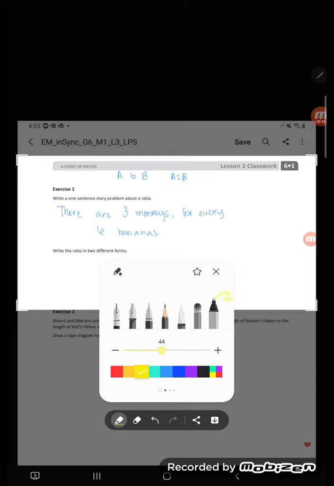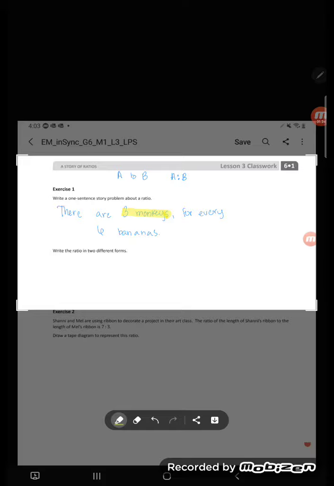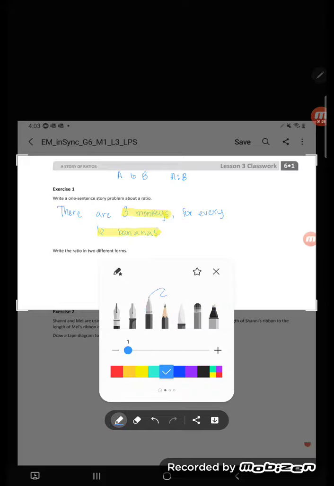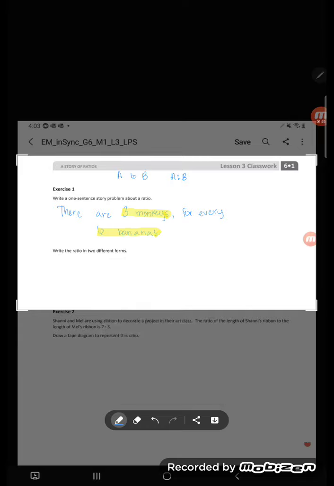So in this sentence, I'm going to highlight what I notice. First, we have our A, 3 monkeys for every B, 6 bananas. We write it in the order we see it. So if I'm going to write that ratio, I see A to B. I'm going to write A, B, just to really hone that in. We see that there are 3 monkeys to every 6 bananas, or also written as 3 colon 6. Do the same thing with your ratio. Pause the video, and then we'll continue on to exercise 2.